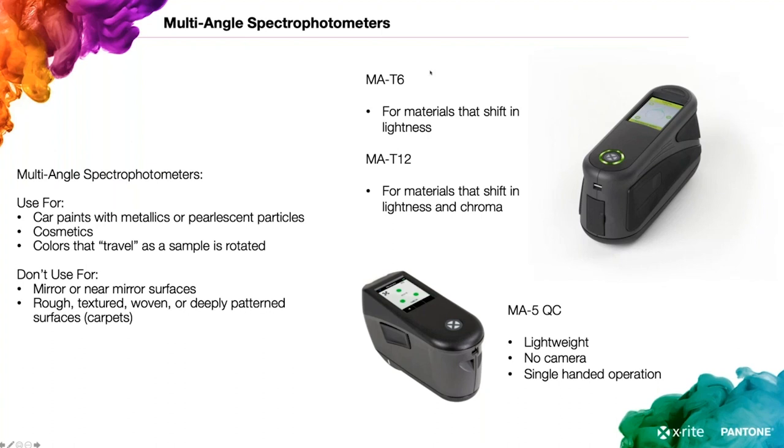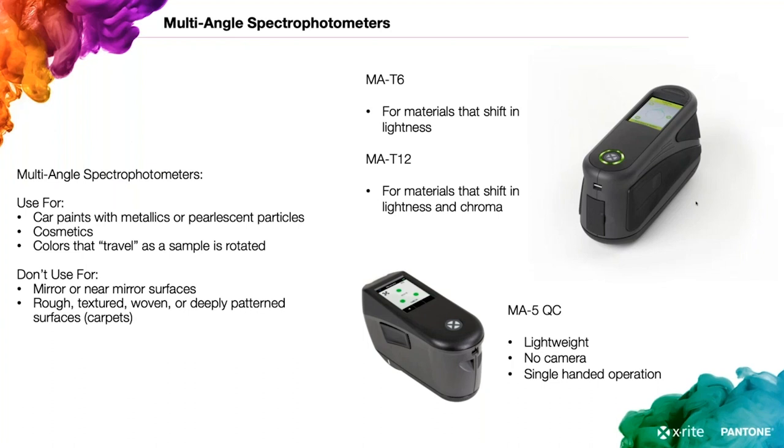So the two devices we have are the MAT6 and the MAT12. They both look like they're in the same body, but one has six angles, the T6, and one has 12 angles. So in general, again, we don't have time to get into the details, but a T6 you would use for materials that shift in lightness.